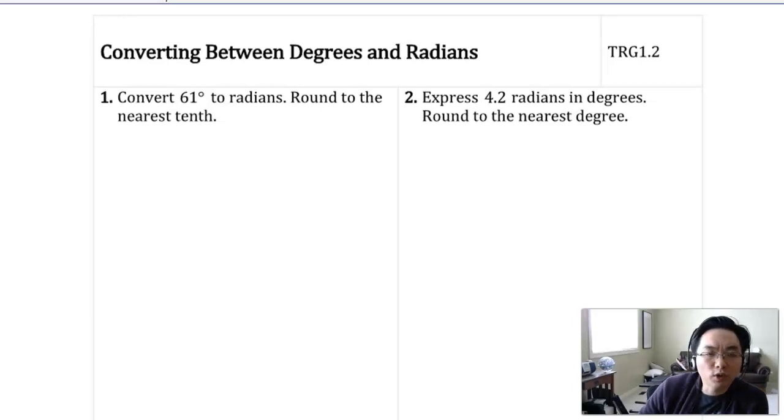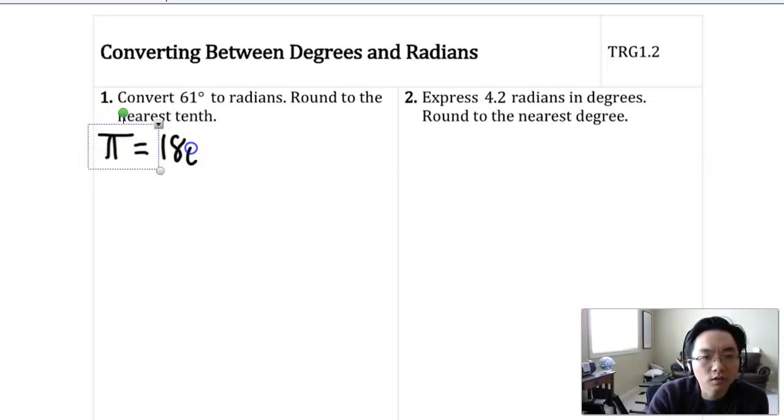In this video, we're going to practice converting between degrees and radians. We already know that pi radians is equivalent to 180 degrees. We're going to make use of this fact to do all of the calculations in this video.